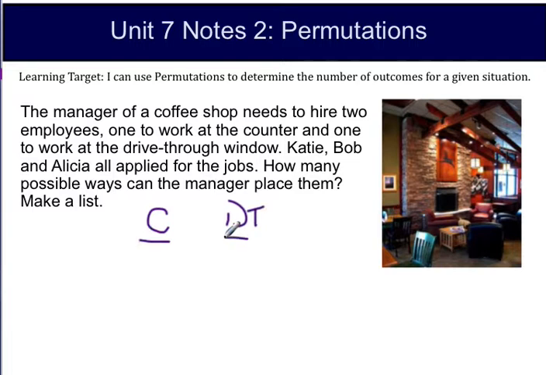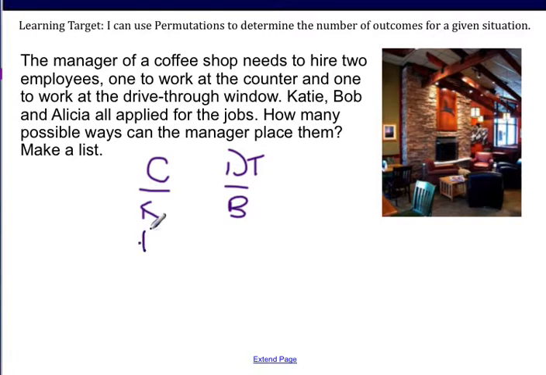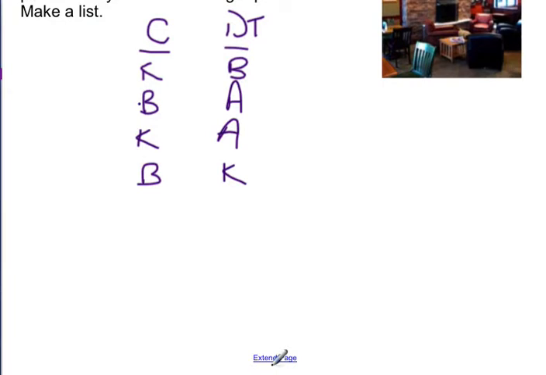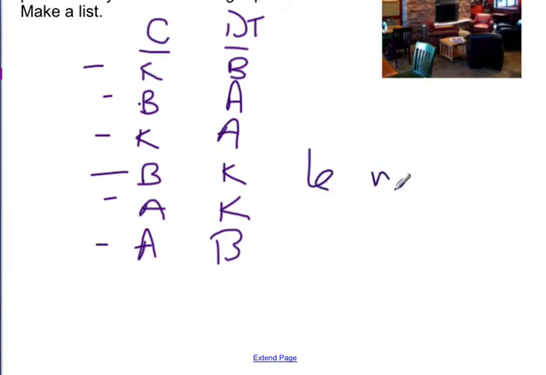So I could have Katie working at the counter, Bob working at the drive-through. I could have Bob working at the counter, and Alicia working at the drive-through. I could also have Katie at the counter while Alicia works at the drive-through. While I have Bob at the counter, I could have Katie working at the drive-through. Then, with Alicia working at the counter, I could have Katie or Bob working at the drive-through. So we have 1, 2, 3, 4, 5, 6 different ways that this could happen.